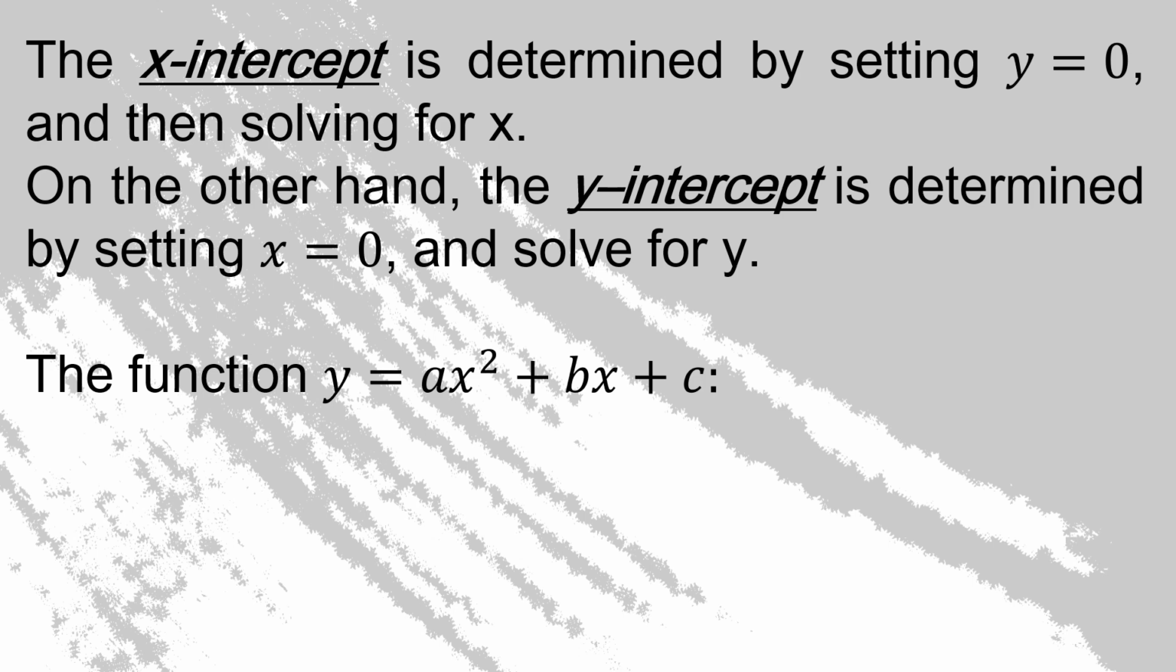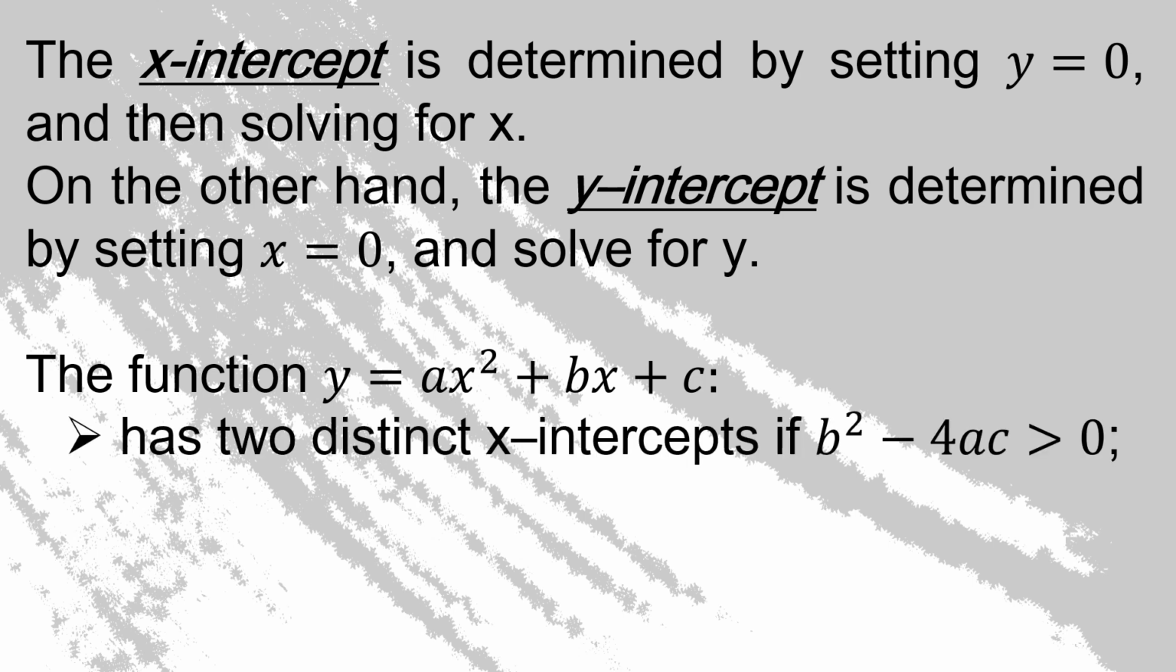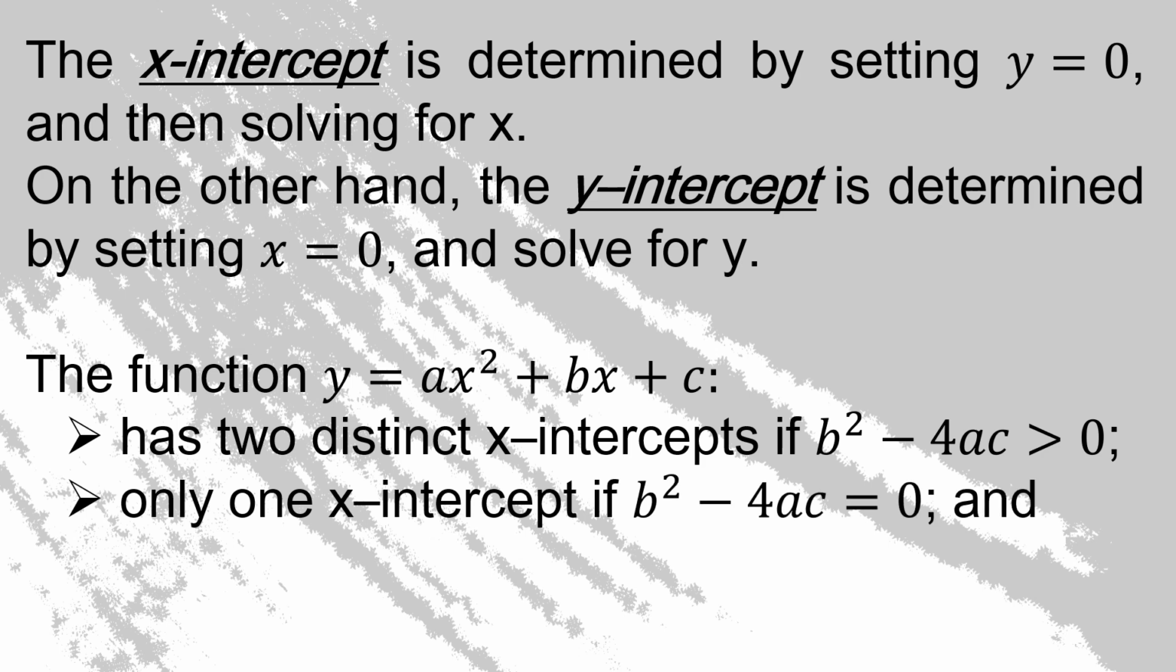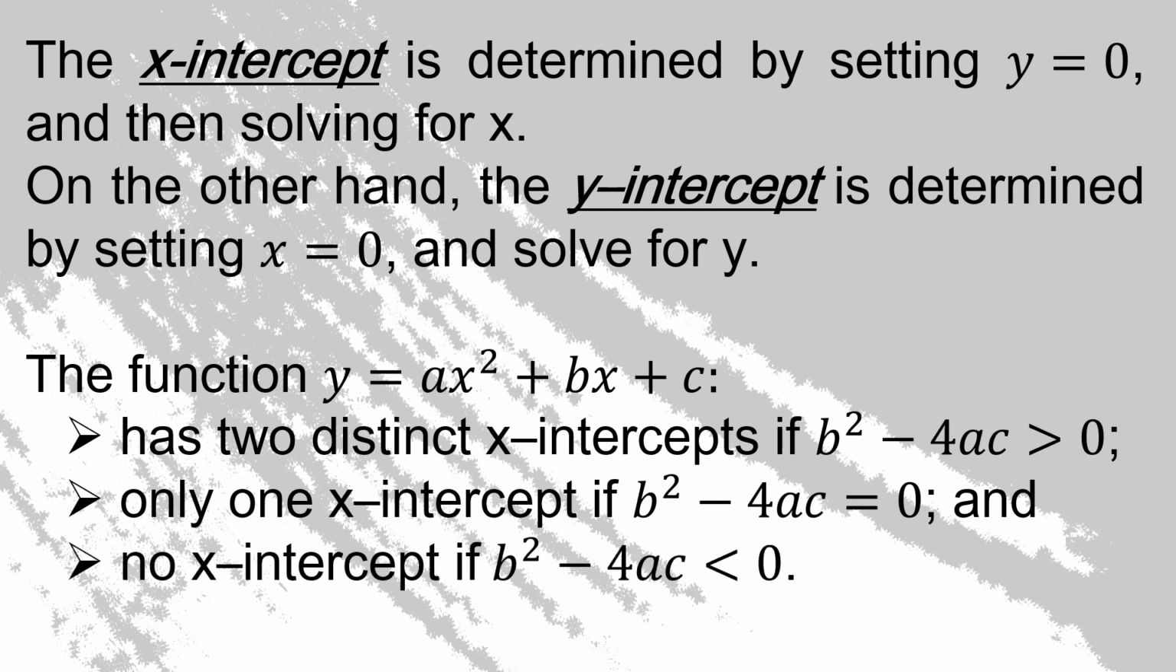The function y equals ax squared plus bx plus c has two distinct x-intercepts if b squared minus 4ac is greater than 0, only one x-intercept if b squared minus 4ac is equal to 0, and no x-intercept if b squared minus 4ac is less than 0. Again, i-recall natin, kapag sinabing b squared minus 4ac, iyon yung tinatawag nating discriminant. So, mamaya malalaman natin kung ang given quadratic function ba ay may x-intercept o wala o may dalawang x-intercept by solving the discriminant.